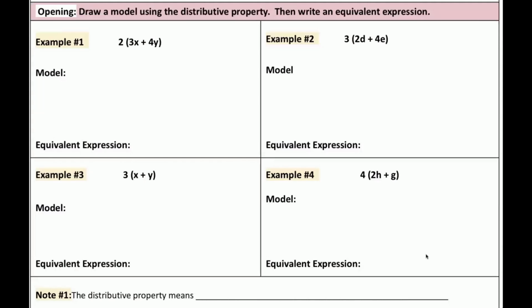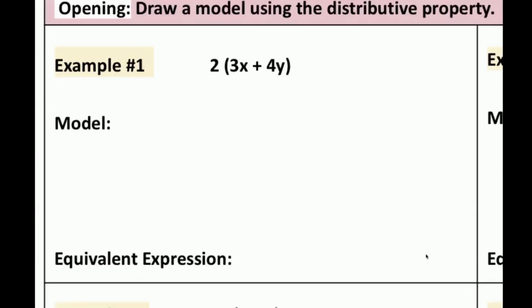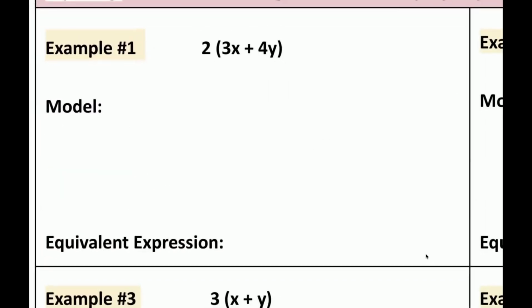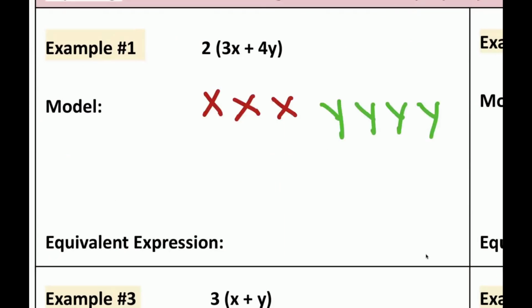The opening says, draw a model using the distributive property, then write an equivalent expression. So whenever we're drawing a model, I'm going to zoom in on example 1. Whatever is inside the parentheses, we can write out. So for example, I have 3x and 4y. Go ahead and write with me.